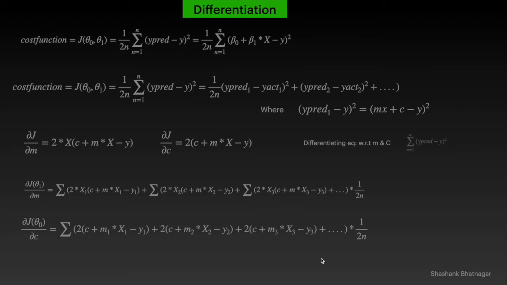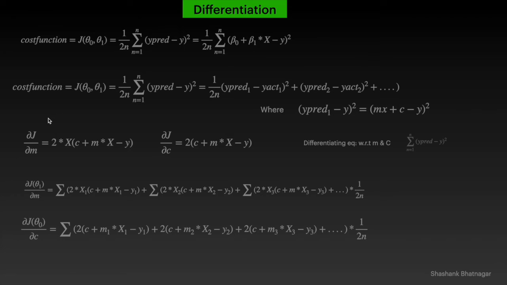A cost function can be denoted as J of theta naught, theta 1, which can be written as 1 by 2n, sum of i equals 1 to n, where n is the number of training examples, of (Ypred minus y) whole square, where Ypred, which can be expressed as beta naught plus beta 1 x, is a linear equation, and y is the actual value.